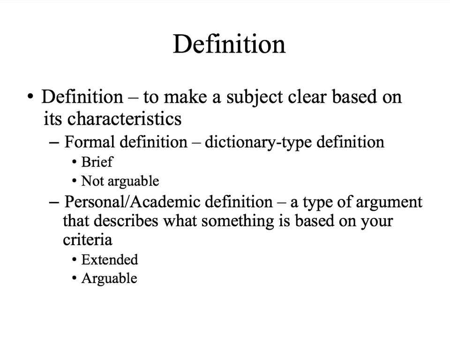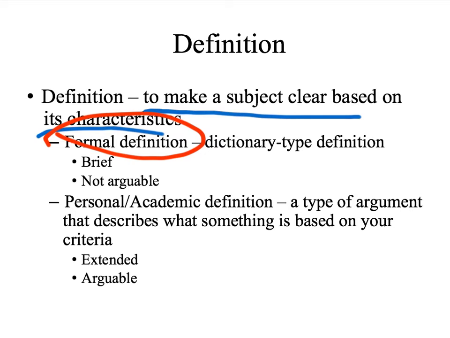So, first off, we want to think about definition as the act of making something clear based on its characteristics. What is the thing? We have a couple of different types we want to be aware of, and first of these is the formal. Formal definition is going to be a dictionary style definition. These are problematic for what we're doing mainly because they're brief, they're not arguable. We remember that for this class, for basically any type of academic writing, arguability is a big thing, so we want to avoid any kind of formal definitions.